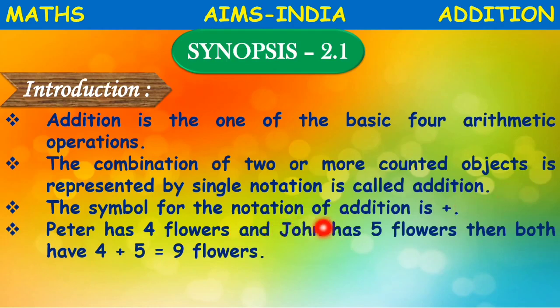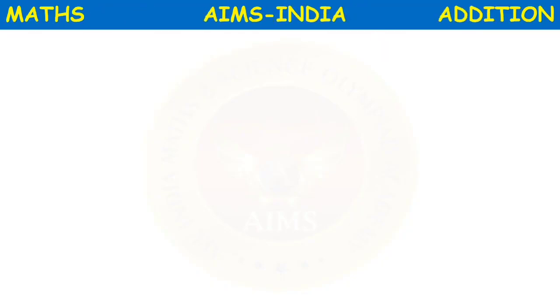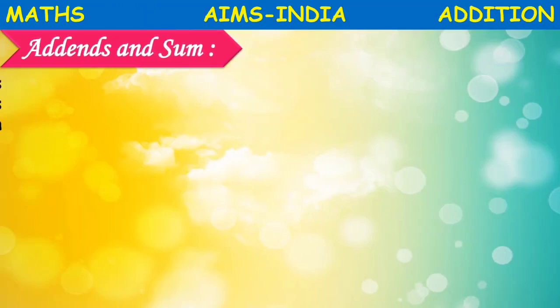Peter has 4 flowers and John has 5 flowers. Then both have how many? 4 plus 5 is equal to 9 flowers. Therefore, the addition of two different units cannot be expressed in a single unit. See, we are using two different units and expressing it using what? Using addition. Addition is the combination of two or more counted objects.